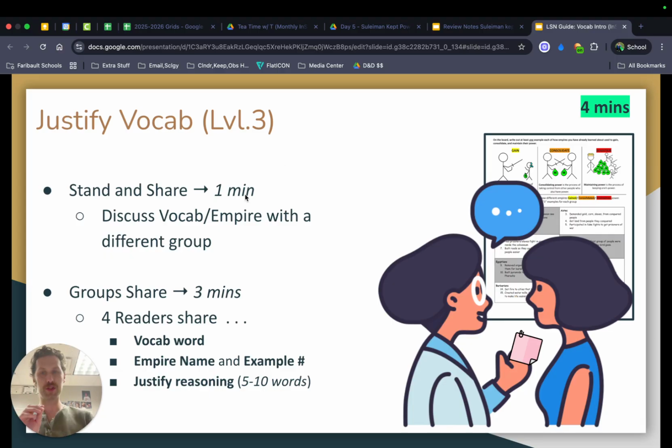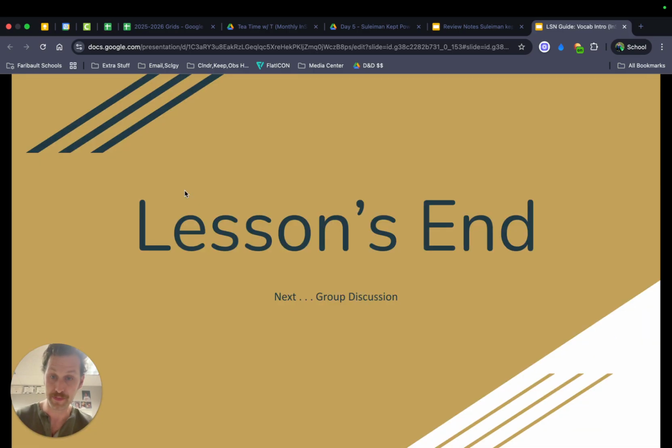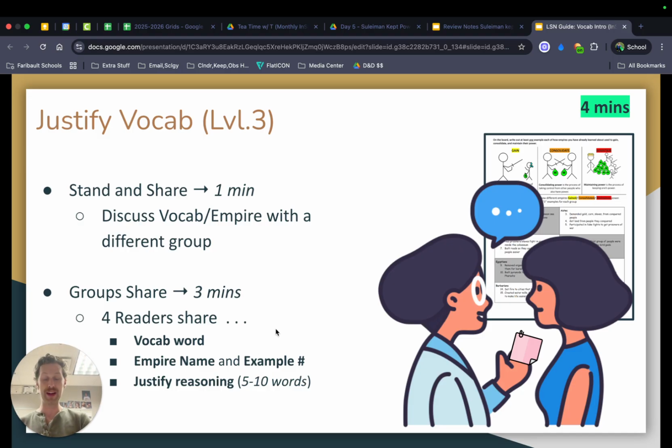All right, they do this for a minute, and if you're wondering how long to do this for, season to taste. Feel the vibe of the room, and then cut it off. Then they go back to their groups. This is where we need to get back into our speakers and readers, because each group now needs to tell what they wrote down on their sticky note. If you are strapped on time, you could cut this last part out.